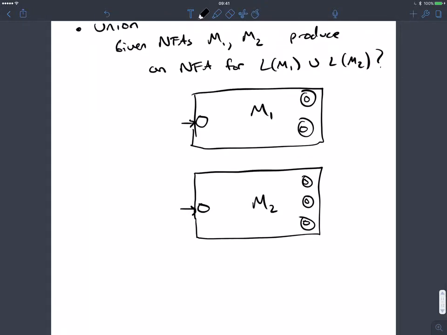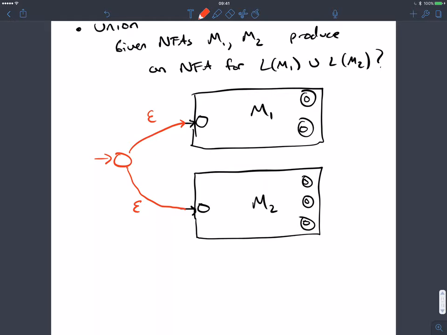Could I produce an NFA using these two NFAs that has the language that is the union of both of them? Yeah, how do I do it? Oh, could I make a new start state and epsilon transition my way to both of the original start states? Let's see what happens if we tried that. So, be prepared, different color. I'm going to have an epsilon transition to both of them.